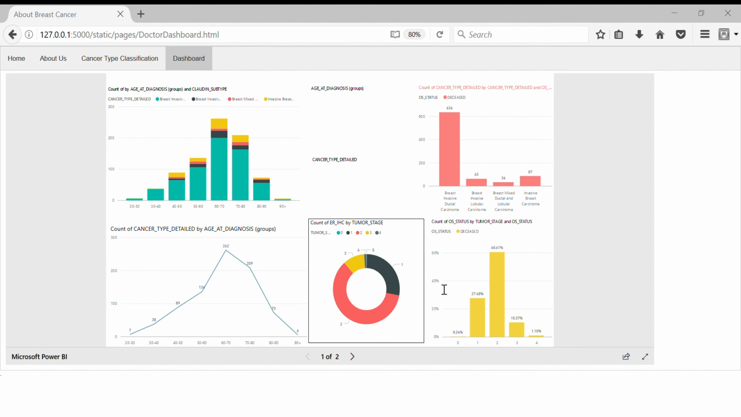For the deployment of the app, we used the Python class, HTML, CSS and JavaScript. So these are all just the screenshots for the application. Thank you.